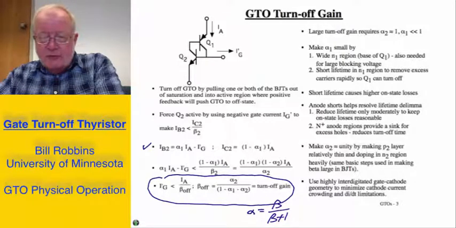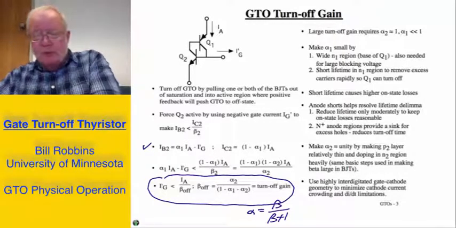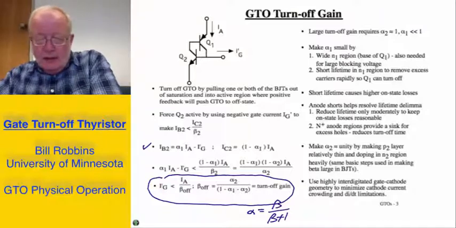We make alpha 1 small by having a wide base region for the N1 region, that's the base of Q1, and we also know that that is needed in order to have a large blocking voltage. We also need a short lifetime in the N1 region to remove excess carriers fairly rapidly, and that also contributes to a small value of alpha 1. However, there is a trade-off.